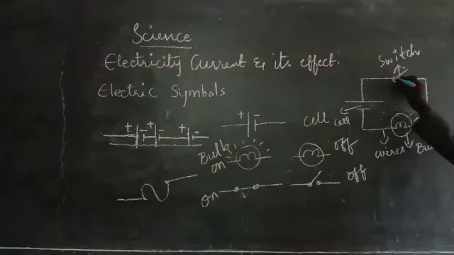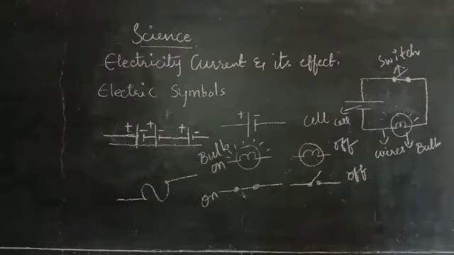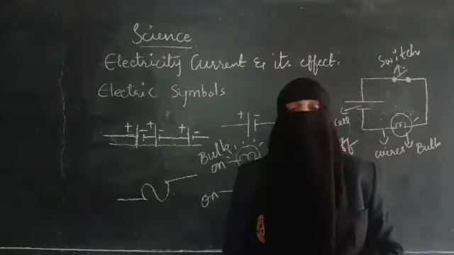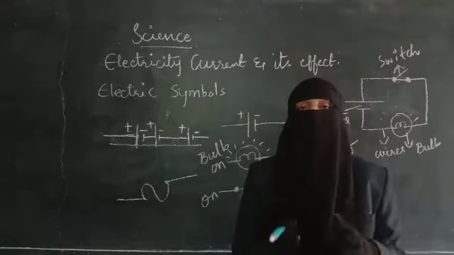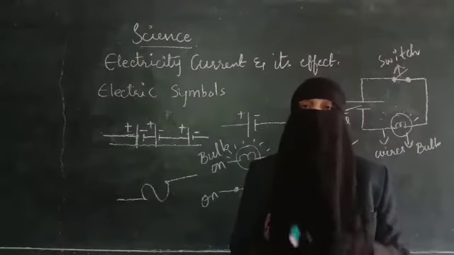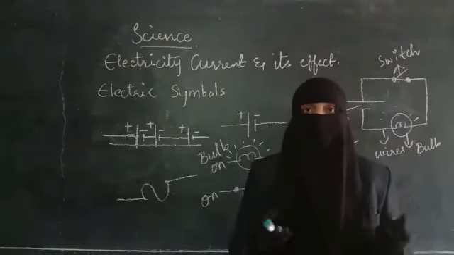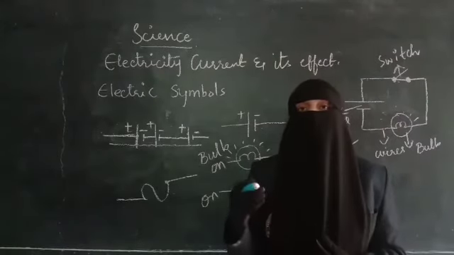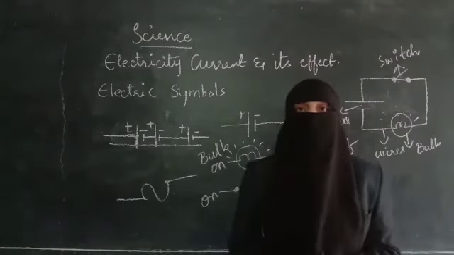Sometimes, even though the switch is on, the bulb will not glow. Why? The reasons may be that the bulb is not working, maybe the bulb is fused, maybe the connections are wrong, or maybe the dry cell has been discharged. As I said, there are chemicals present in the dry cell. When the chemicals react with each other completely, automatically the dry cell will become exhausted. It will not be used. The cell may be discharged.